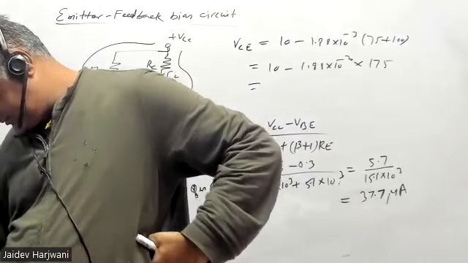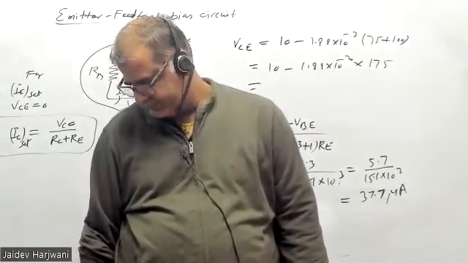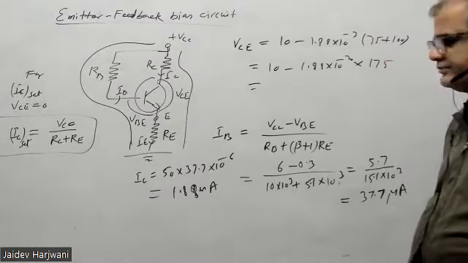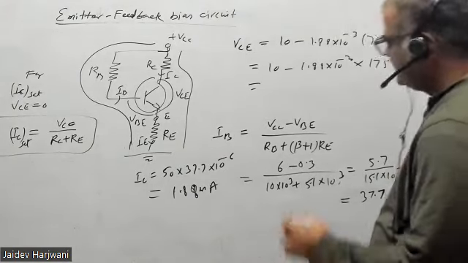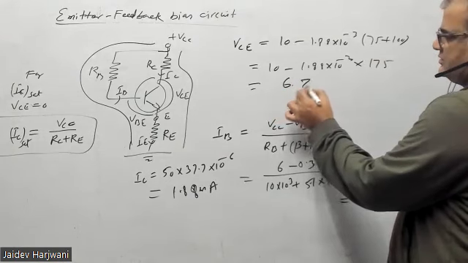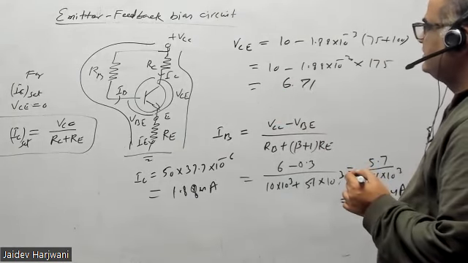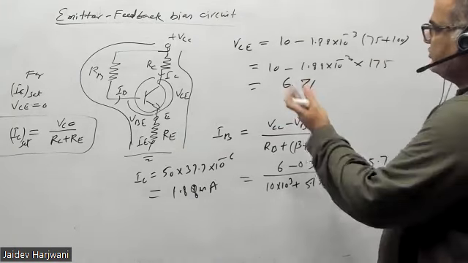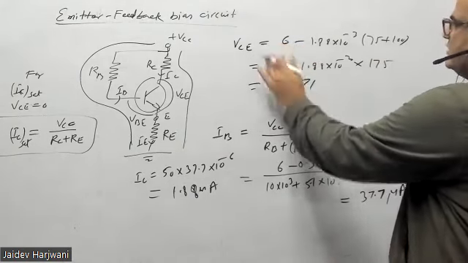How much is VC? Six point seven one. 6.71? How can it come 6.71? Total VCC is 6 volt. VCC is how much? 10 volt. Oh, it's 6 volt.